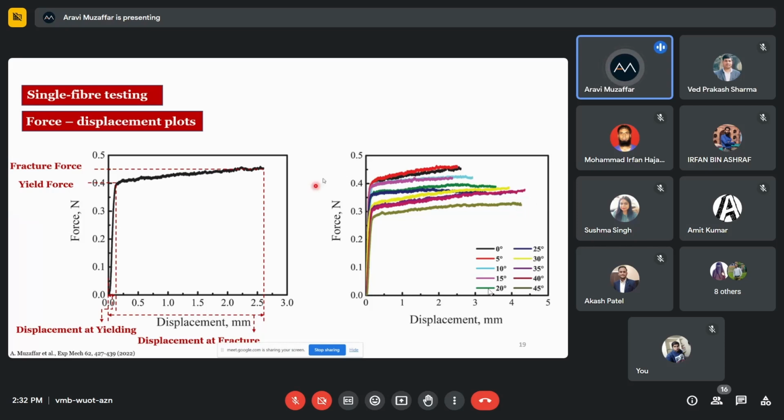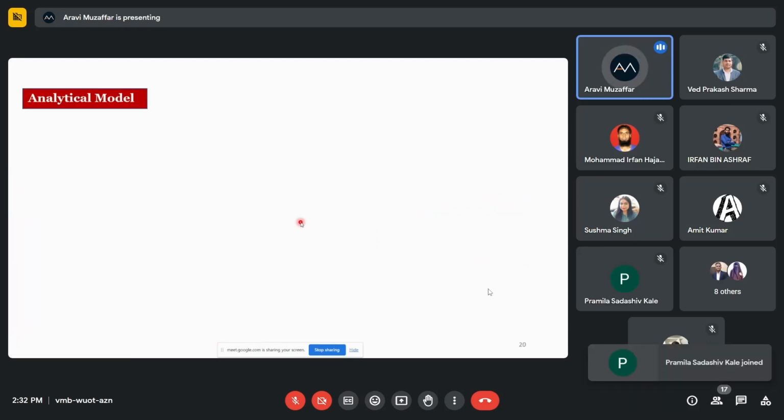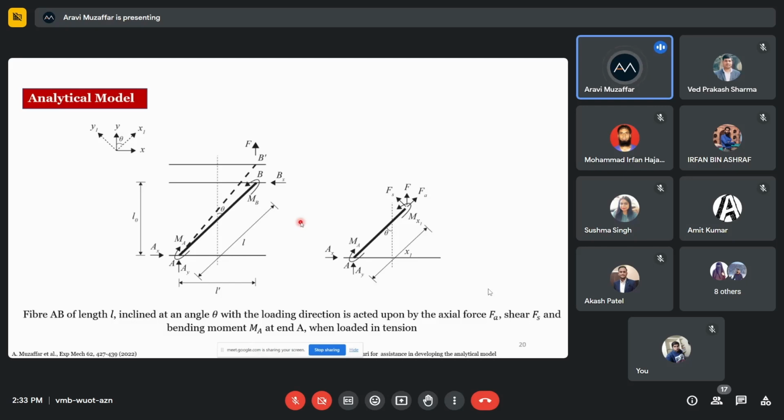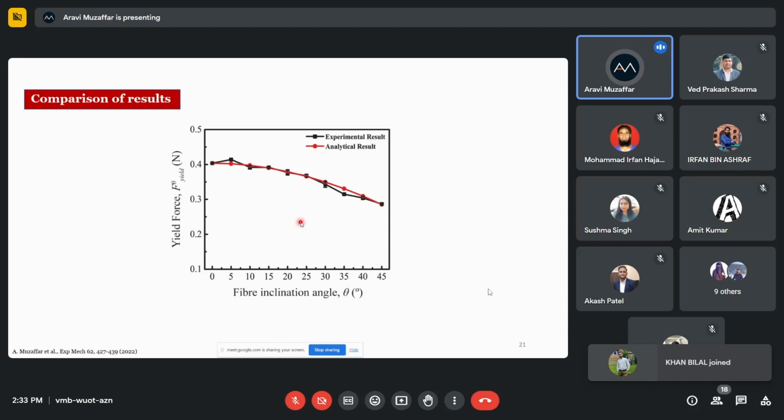So all these things have been observed experimentally, and then in order to understand what actually is happening, we also have developed an analytical model and seen that it is actually the axial force and the bending moment that are increasing, resulting in the overall decrease in the yield force and the increase in the overall deformation. So we compared the experimental result with the analytical model, and we saw that it showed a very good correlation.